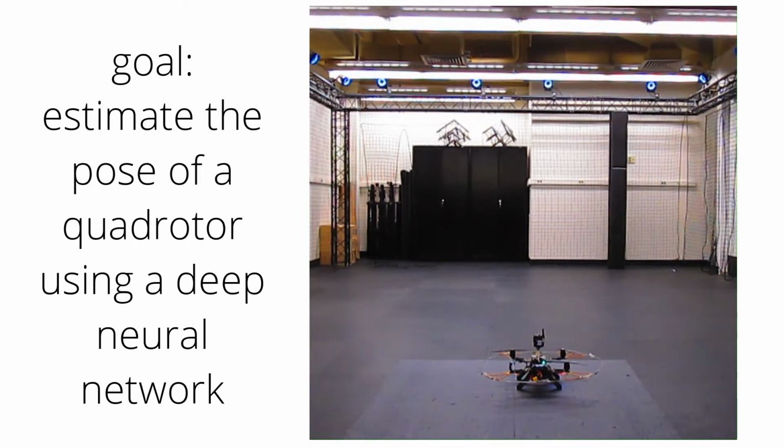The goal of this project is to estimate the pose of a quadrotor using a deep neural network based solely off of camera images. So this video shows a quadrotor flying around an indoor flight arena, and the idea is that we'll try to track this quadrotor using only the images of the video.